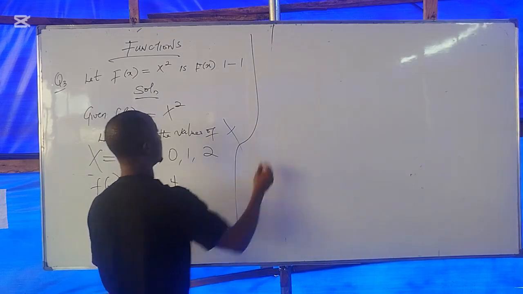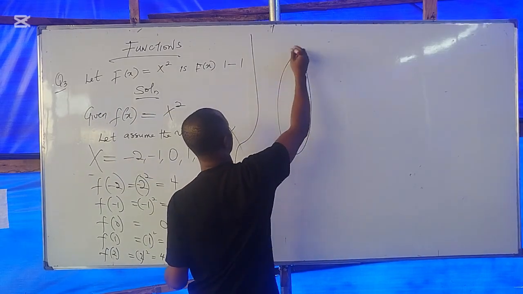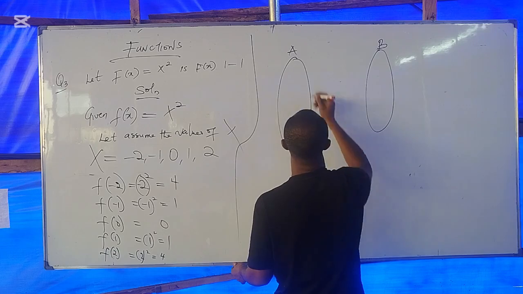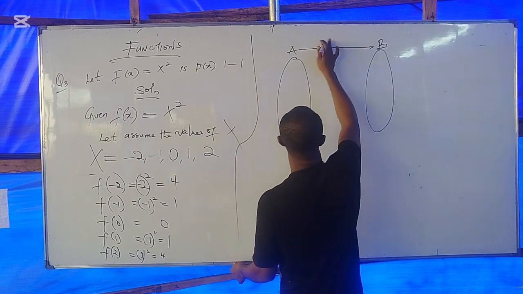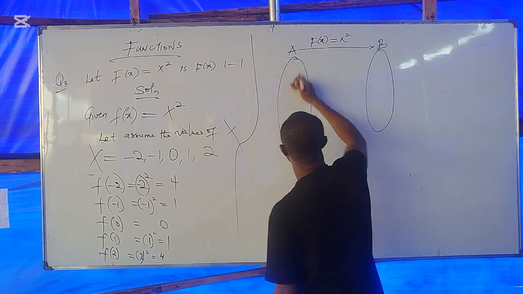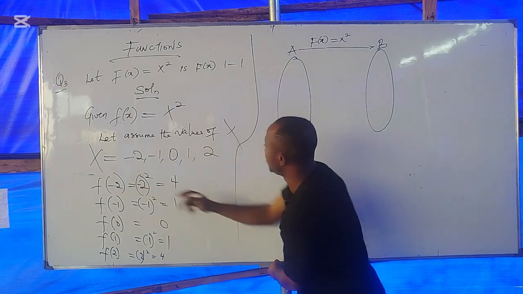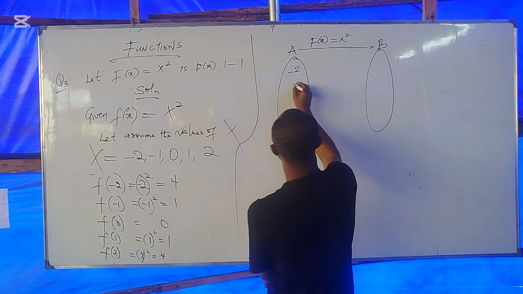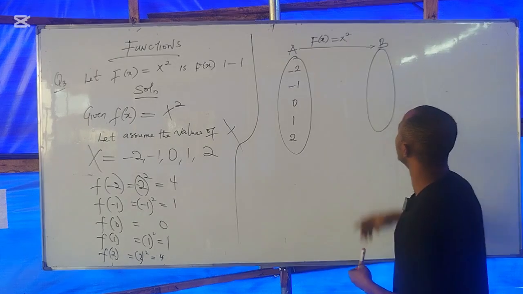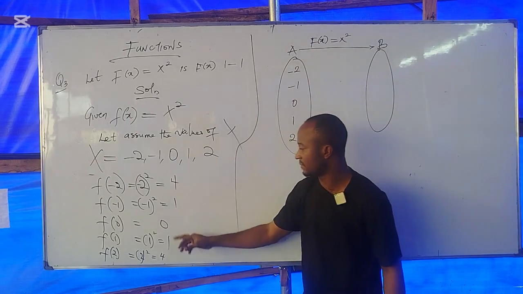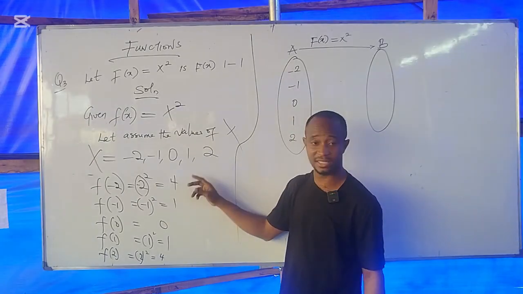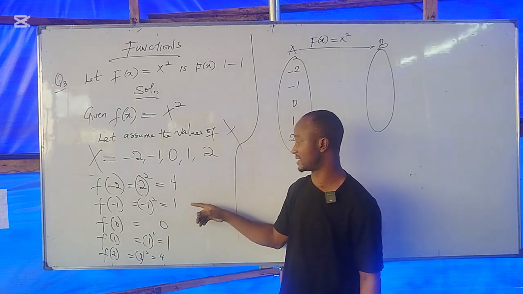Now, please, watch. Let's create our diagram, our map. Let's call this one A and this one B. A is mapped to B by what function? The function f of x equals x squared. What is the assumed value of x? The first is -2, -1, 0, 1, and 2. What is the value of y? Looking at 0, 1, and 4 in B, the least is 0 and the highest is 4.